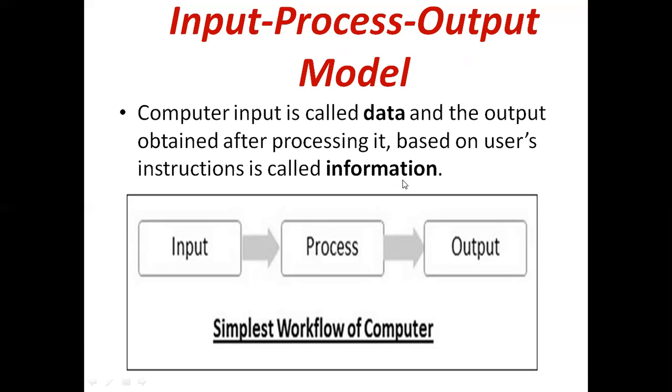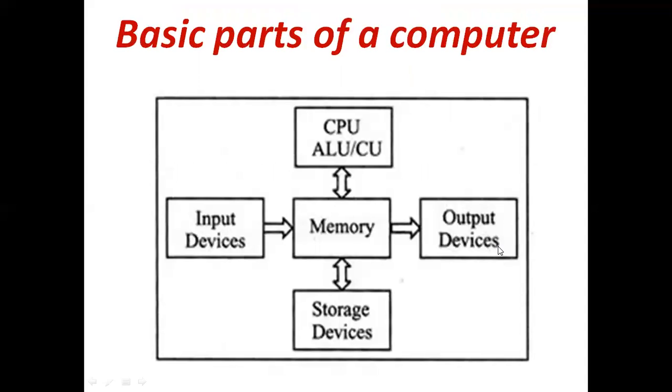That is called information. So the input is called data. So the processor will perform the instruction which is given by the user. Then it will perform the task on the input given by the user. Finally, it will provide the output in the desired format.